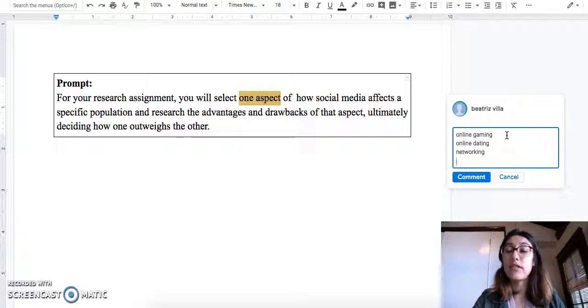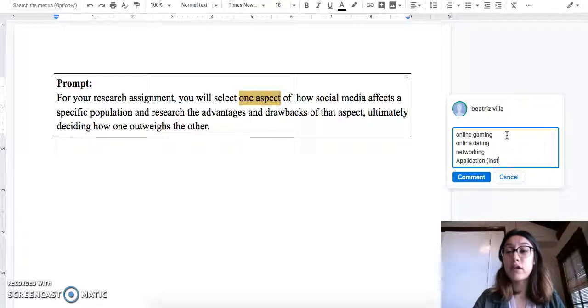what are some others that you could potentially think of? Take a minute and think it through. Aspects of social media. If you feel like you're getting stuck, it might be, potentially, that you're overthinking it. An aspect of social media could be a specific application.